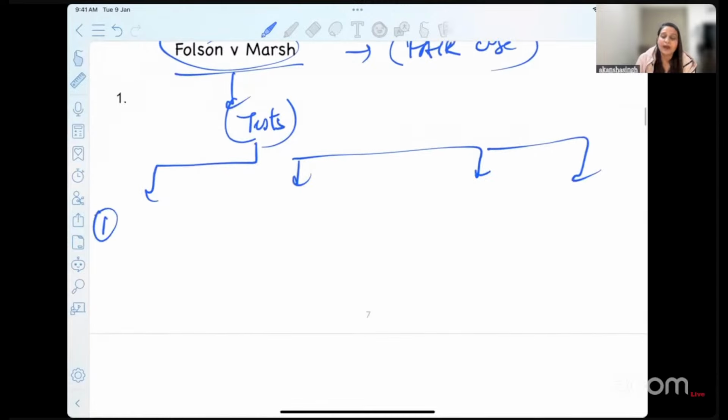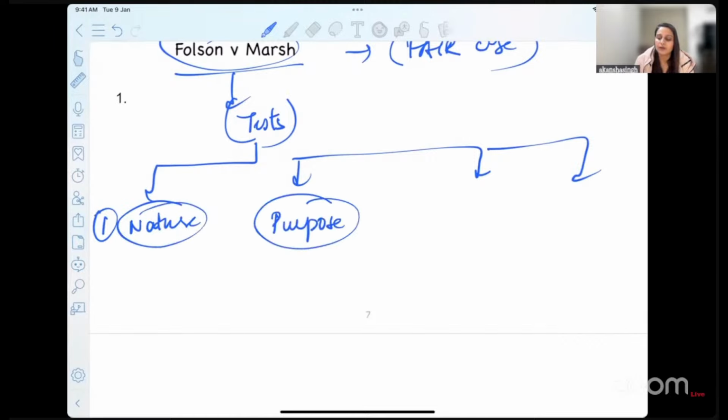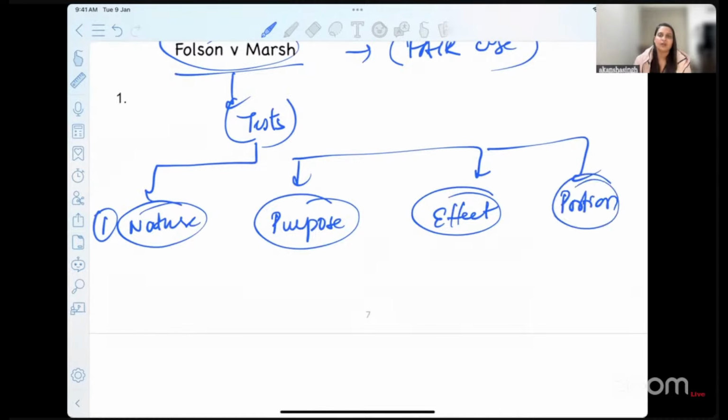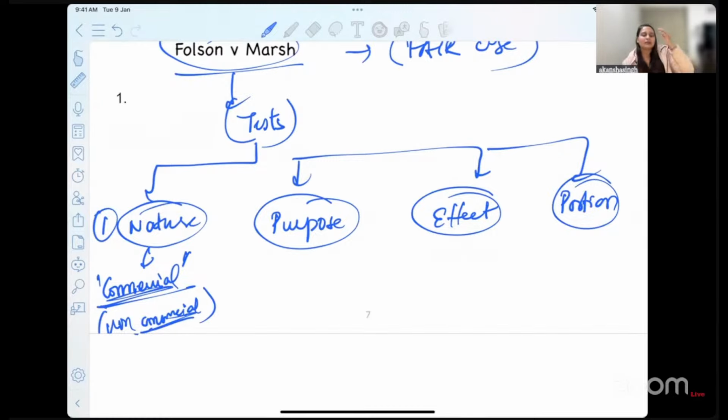Firstly, you have to see the nature of work. Then you have to see the purpose of work. You have to see the effect or the outcome of this particular work, and you have to see what is the portion of work that has been copied. Now let me explain with examples what this means. Nature of work: is this something commercial in nature, out of which you are expecting to generate profit? So commercial or non-commercial. If this is for private research or educational purpose, the thing that we have used in essence in section 52, will it be classified here? This can be the first distinction of assessing whether this is fair dealing or not.